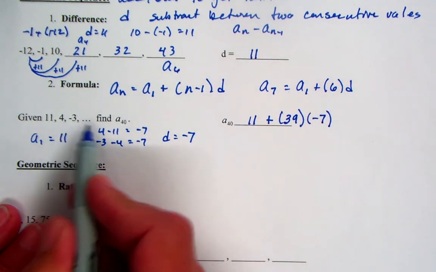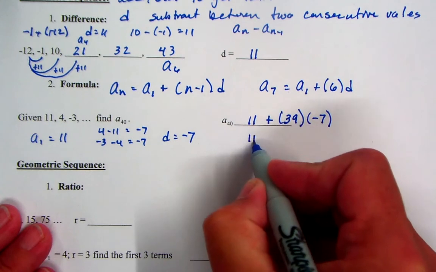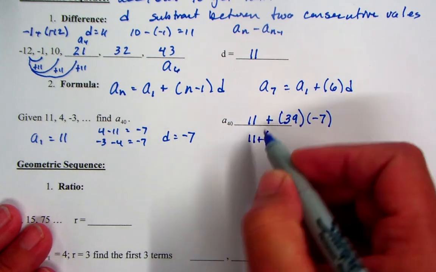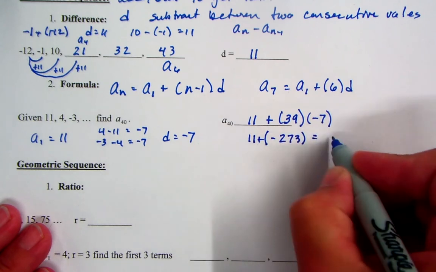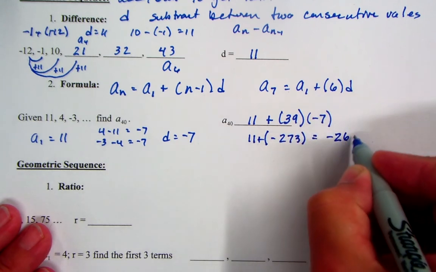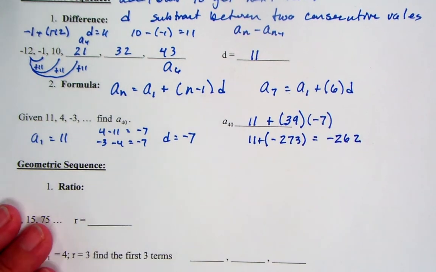You can see it's decreasing in value. So I'm just identifying that term. So it's going to be 11 plus, I'm going to add a -273, which gives me a negative 262. So again, I could have listed out 40 terms. This is just a shortcut.